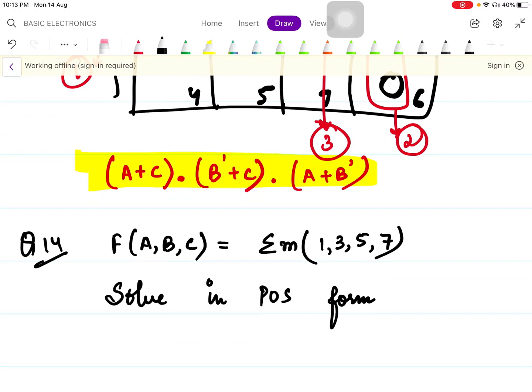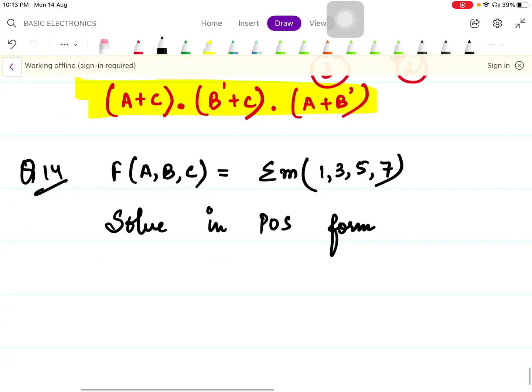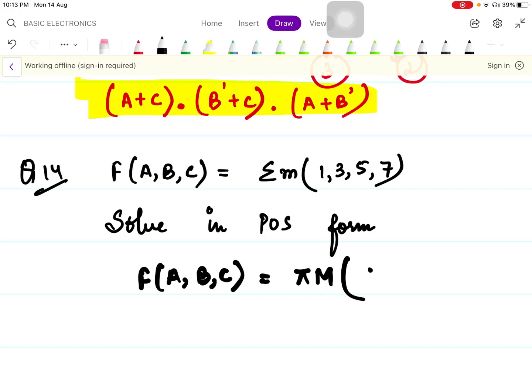Another type of question might come, where you are given the minterms and asked for the POS form. Whenever minterms are given, by default the answer would come in sum of product. But if we have to bring the answer in the product of sum form, we need maxterms. And we all know that if the minterms are 1, 3, 5, 7 in a K-map of 3 variables, then first of all let's find the maxterms, Pi capital M, and the remaining cells will be the maxterms. That means 0, 2, 4, and 6.